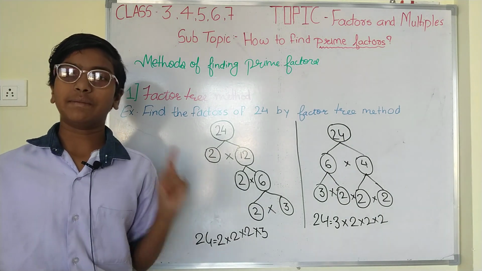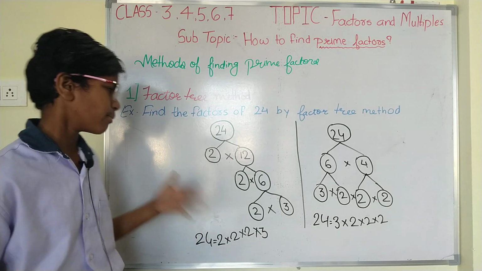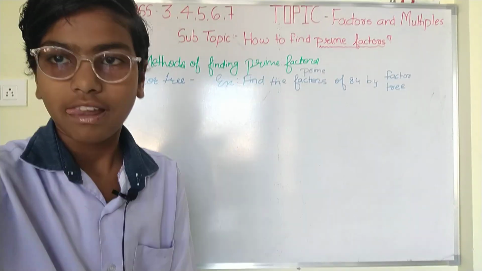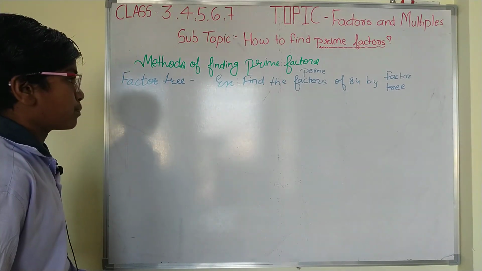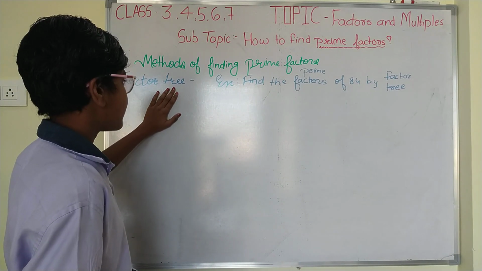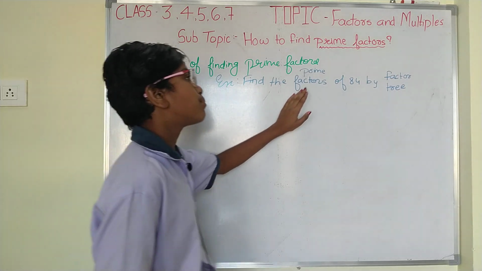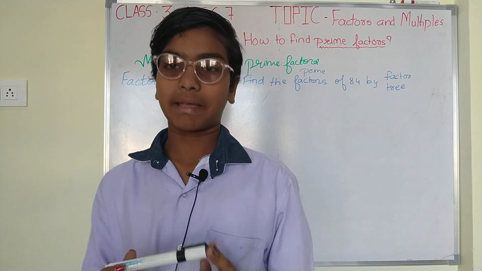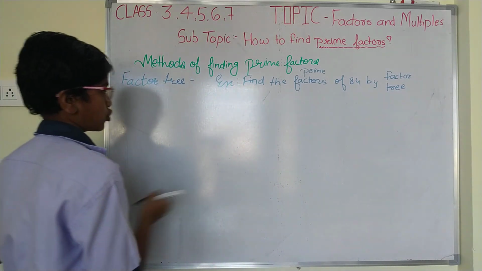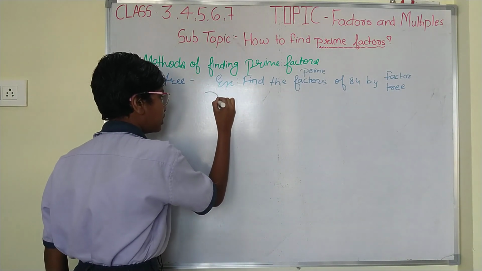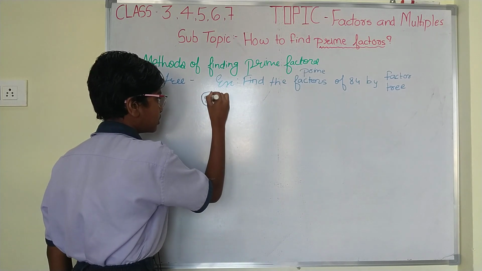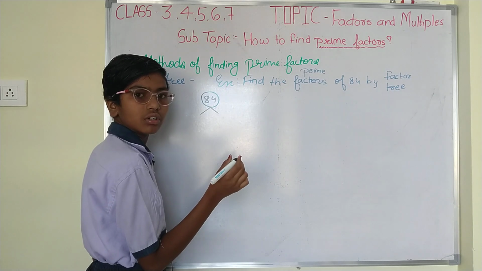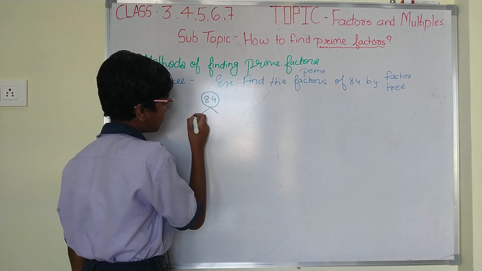Let's solve one more example by whichever method you are comfortable with. So let's see that. First question. Factor tree. Find the prime factors of 84 by factor tree method. So first of all, I'll write 84 here. Nice circle. Draw 2 bars.